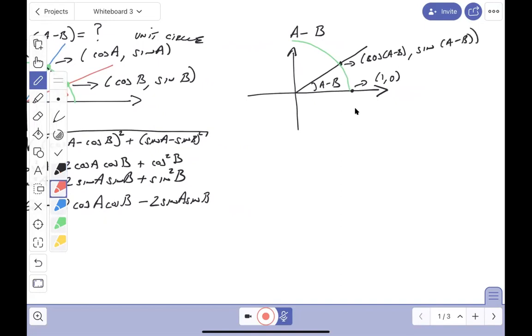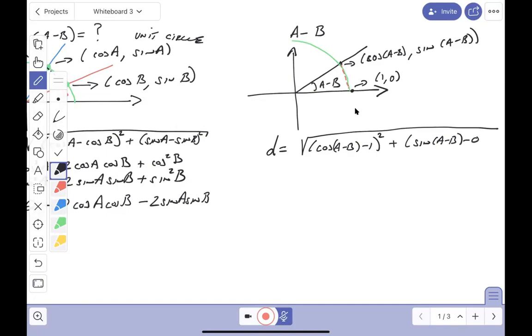Now what I'm going to claim is the distance is still the same distance. So we still have this D problem, and I'll write it down for you. The D is still the same thing. It's still the same distance. We just rotated the whole diagram B units clockwise. That's all we've done. So what do we get over here? D equals, let's write this down now. It's going to be the square root of cosine A minus B minus 1 squared plus sine A minus B minus 0 squared.